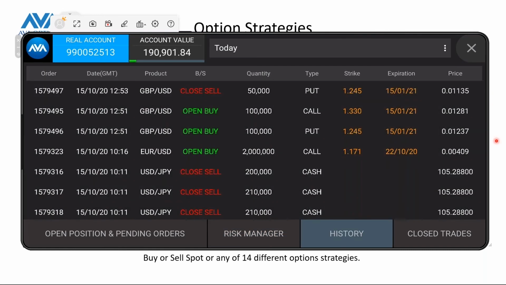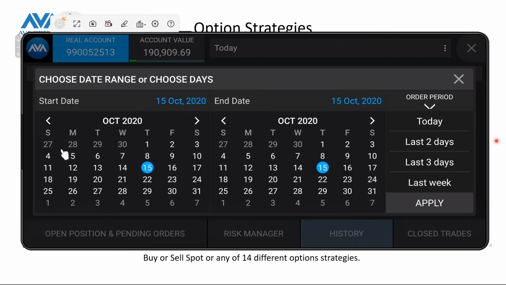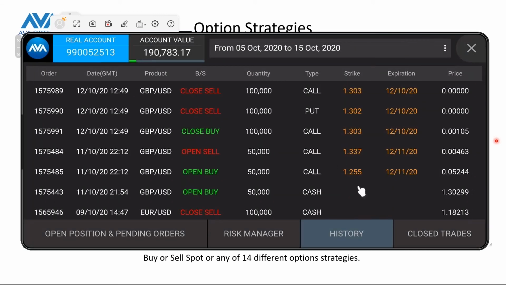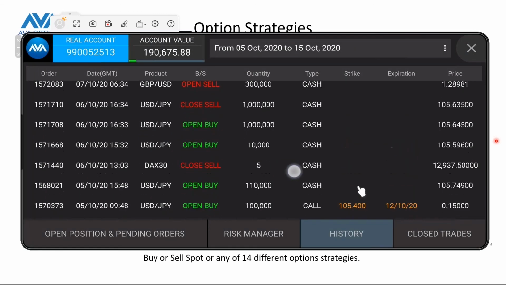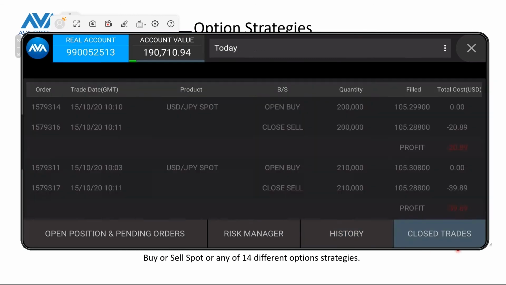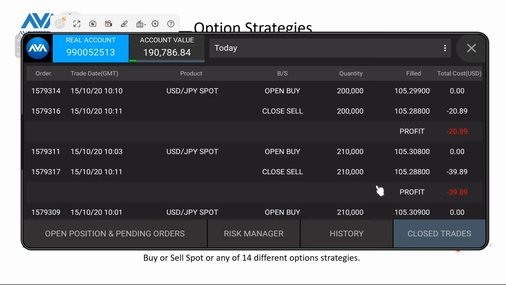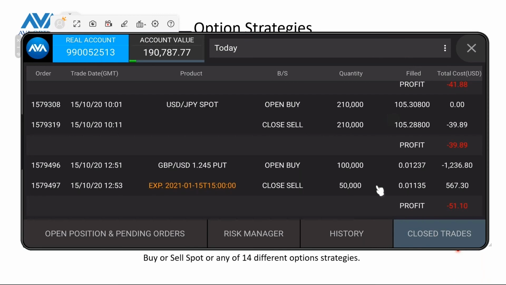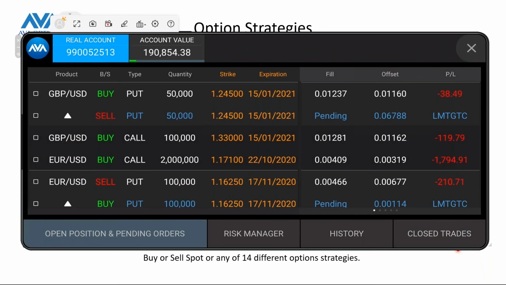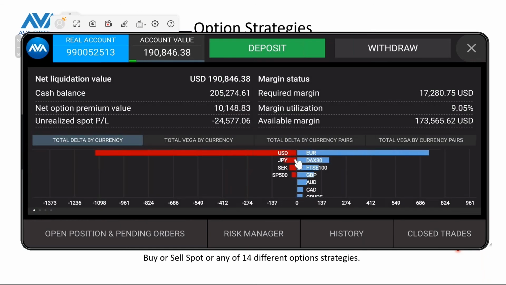History button shows all the trades we've done today, or you can choose a range. You want to see all your trades from a different period, you click apply, it'll go and grab them for you. You can see all the trades that I've done here. Closed trades shows me all the trades I've closed and how much I've made or lost on them today. So you've got everything here at your fingertips in a mobile app. Kind of neat. You can deposit, withdraw.